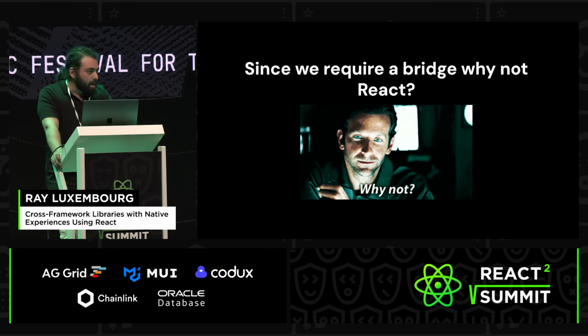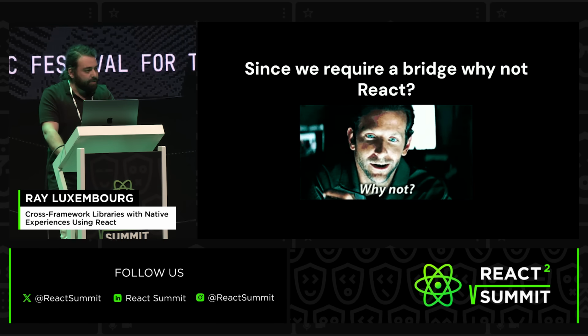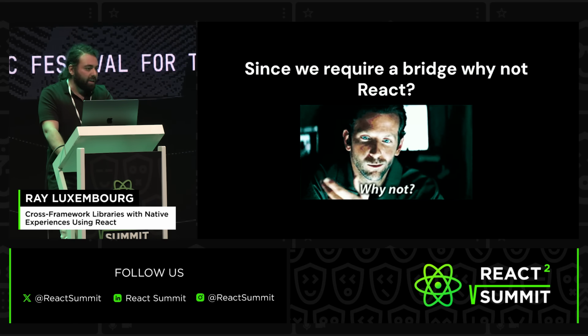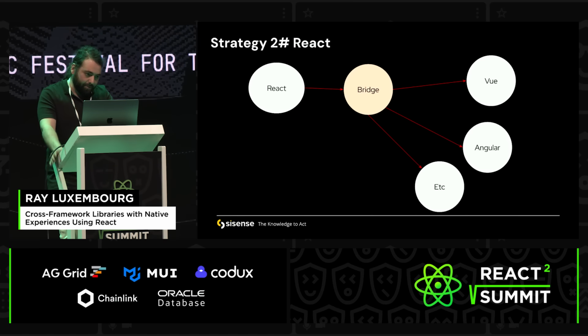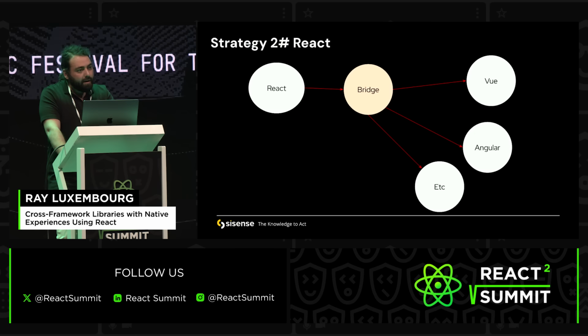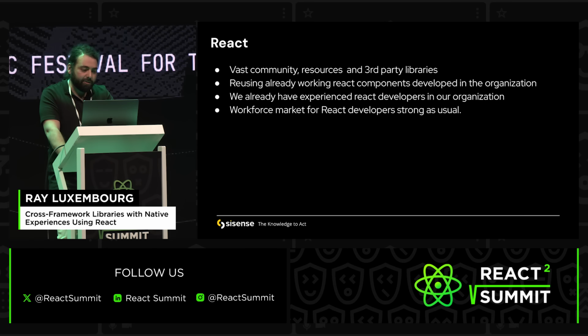But since we require a bridge anyway, why not go with React? Why can't we just build everything in React and then do some magic bridge, hopefully with one line of code, if possible? So the strategy that I came up with is we're going to build everything with React. We will have clear guidelines of how we do it, and then we bridge this with as little effort as possible to make it work with the best experience across frameworks.